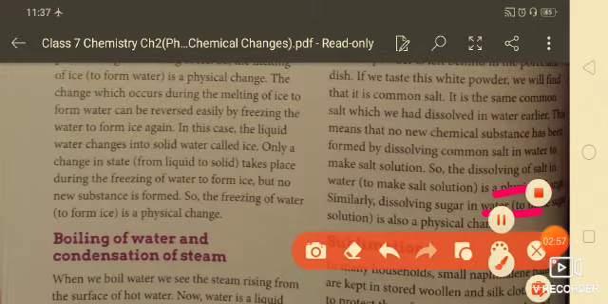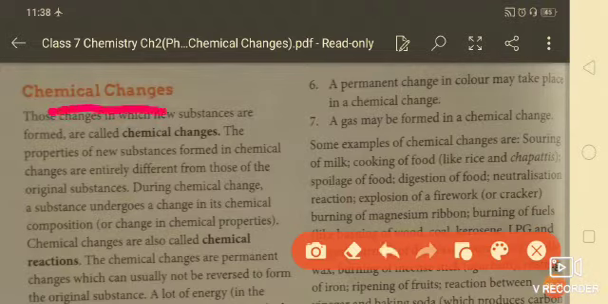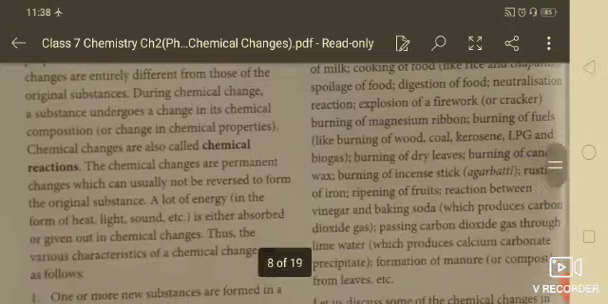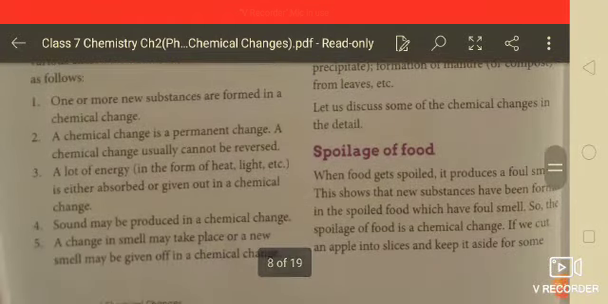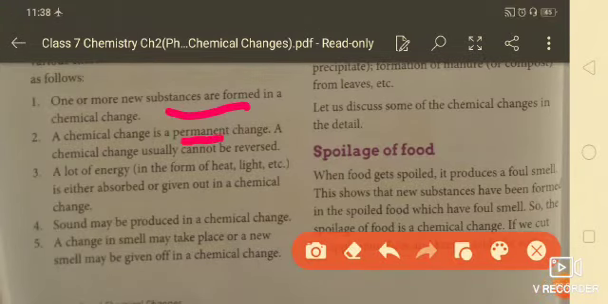Now the next one is chemical change. Those changes in which a new substance is formed, and that is irreversible. Chemical changes are also called chemical reactions. The following things are there: one or more new substances are formed in a chemical change. A chemical change is a permanent change, and a lot of energy is absorbed or emitted.